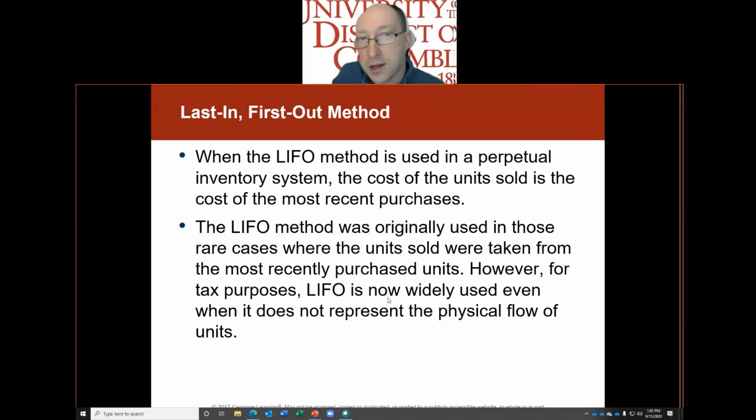Under last in, first out. Last in, first out is used in a perpetual inventory system. The cost of units sold is the most recent. The last in, first out method was originally used in those rare cases in which units were taken from the most recently purchased units. However, for tax purposes, last in, first out is now widely used when it does not represent the physical flow of inventory.